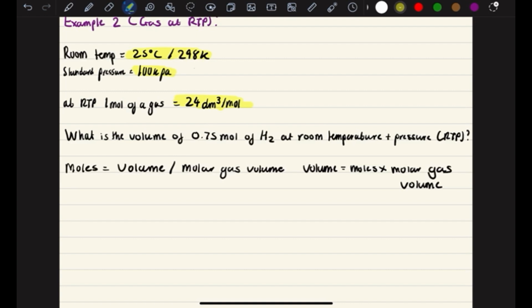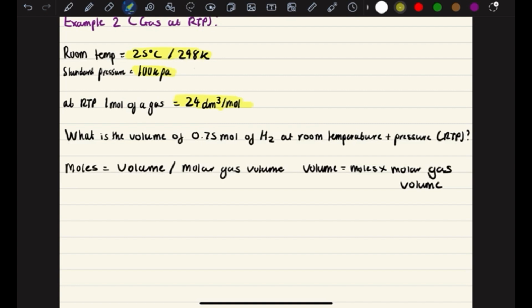So let's go into a question. What is the volume of 0.75 moles of hydrogen gas at room temperature and pressure? Now, what equation are we using? We're going to be using that moles is equal to the volume divided by the molar gas volume, or that volume is equal to moles times molar gas volume when we rearrange it because we're trying to figure out the volume. I kind of don't even remember this formula. What I tend to do is to remember, if you see the units here, dm cubed per mole, that's how I know that the moles is going to be equal to the volume divided.